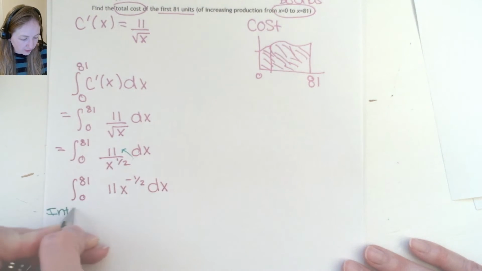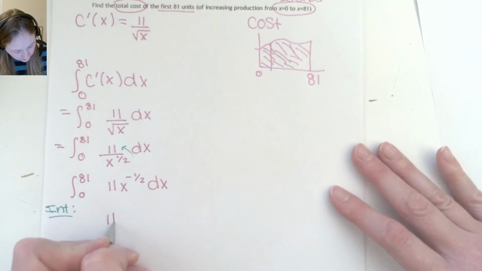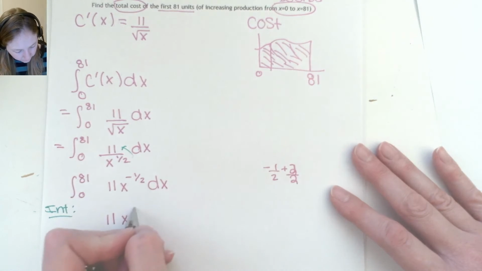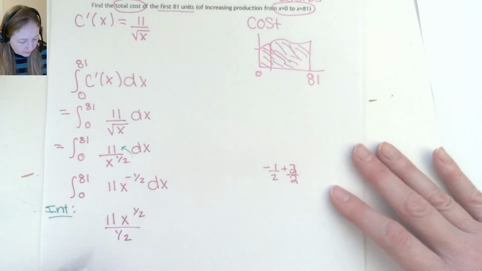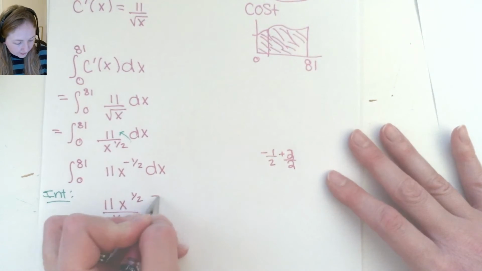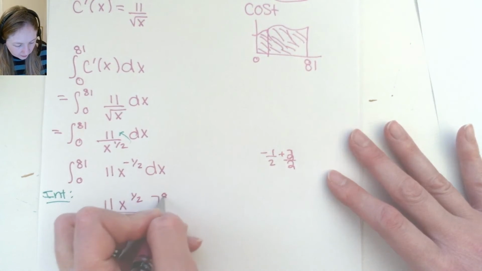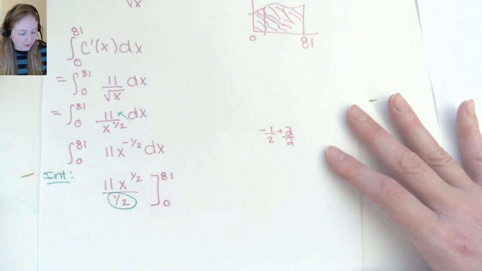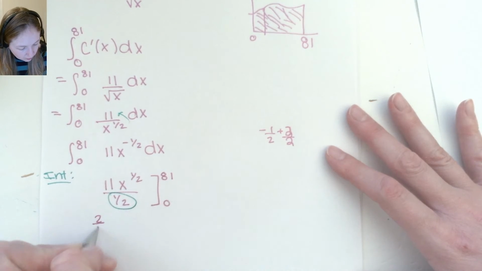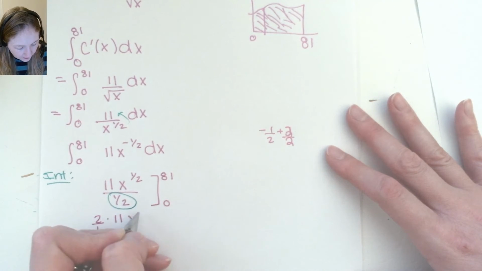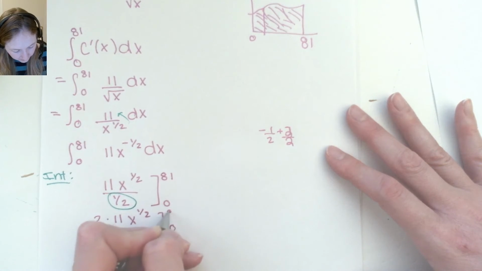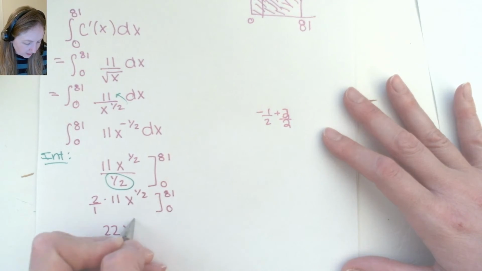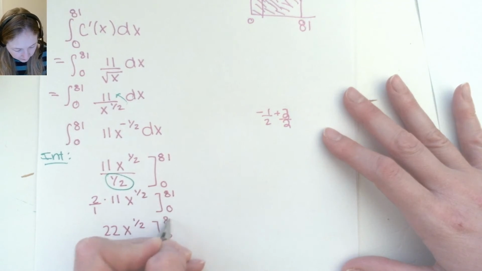So now we're going to integrate. Add 1 to the exponent, so that negative 1/2 becomes a 1/2, and then divide by the new exponent. Now, because I have bounds, I don't write the plus c, I write the 0 to 81. And I do want to flip this fraction to begin with, so the 1/2 is going to be a 2 over 1, and then times 11, x to the 1/2, still have the bound from 0 to 81. So 2 times 11 gives us 22, x to the 1/2, and then 0 to 81.